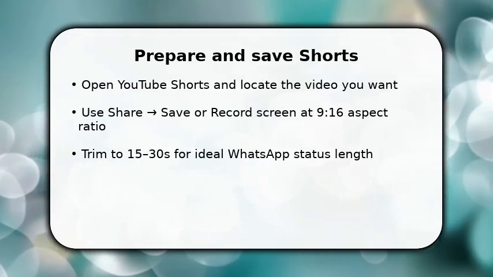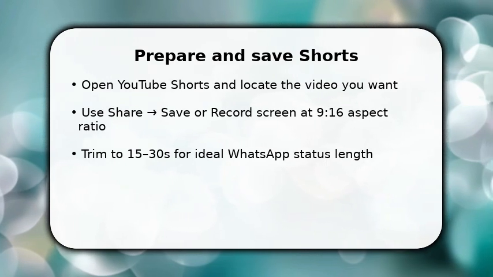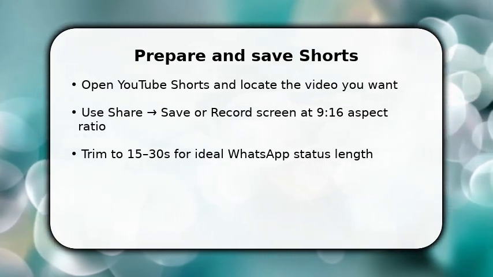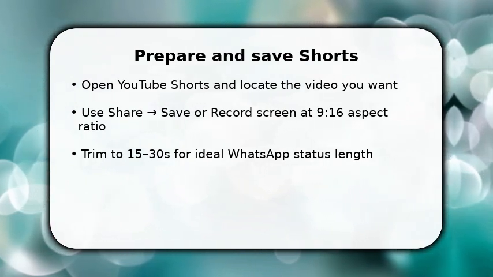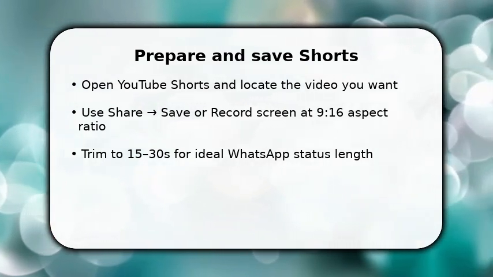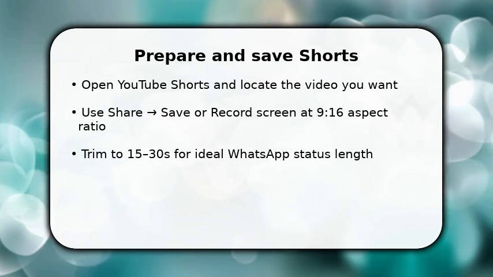You start by saving the short to your device so you can upload it to WhatsApp. Open the short, tap share and save if available, or record your screen at a 9:16 ratio to preserve framing. Once saved, open your gallery and trim the clip down.